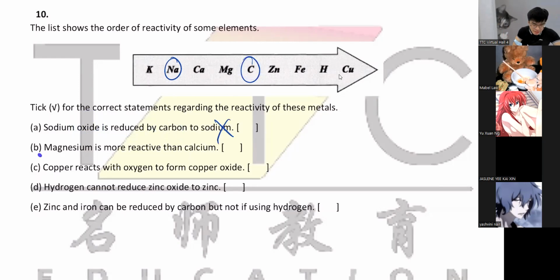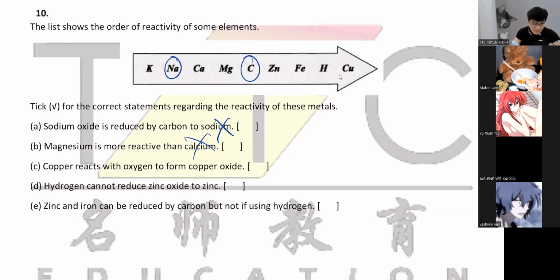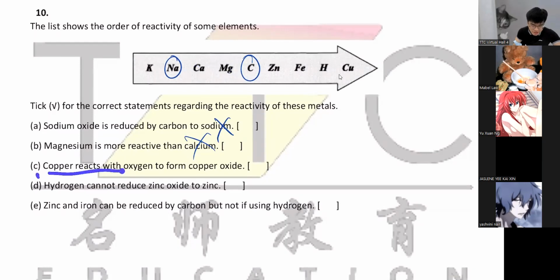And then B, magnesium is more reactive than calcium. Is magnesium more leng zai than calcium? Because reactive is leng zai, right? No, of course not. Because calcium is more good looking. So C, copper reacts with oxygen to form copper oxide. That means copper will marry oxygen to become copper oxide. This one has nothing to do with taking wives and whatnot.